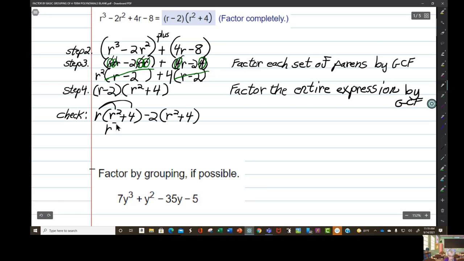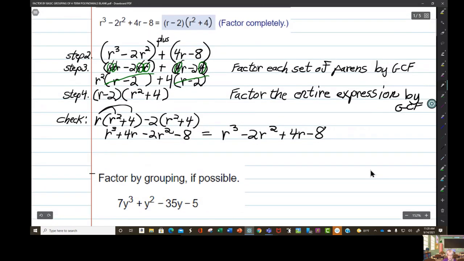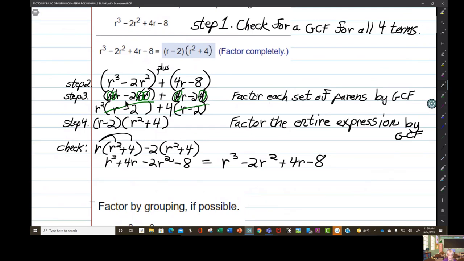Distribute, that'll be r to the third power, because it's r times r times r, plus 4r. Now we've got minus 2 times positive r squared. That's minus 2r squared. And minus 2 times plus 4 is minus 8. So now all we have to do is write this in descending order. R to the third minus 2 R squared plus 4 R minus 8. And yes, that's exactly what we started with. So that means that step 4 is the correct factorization.